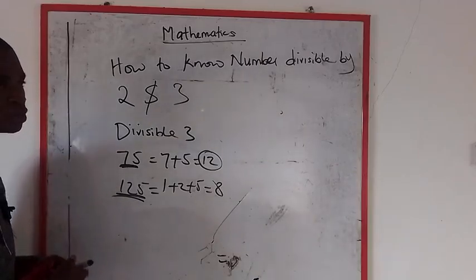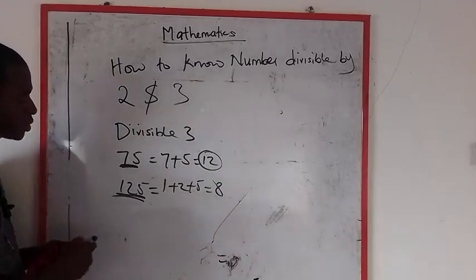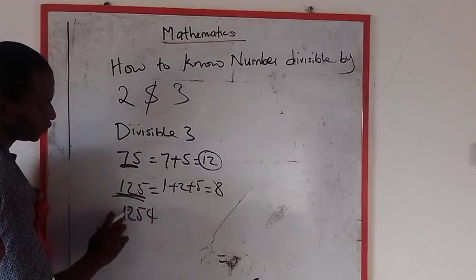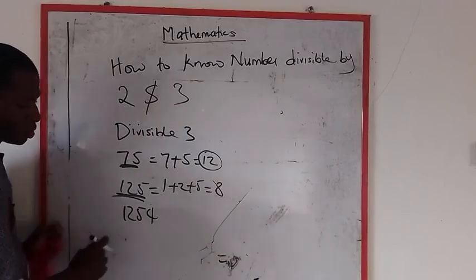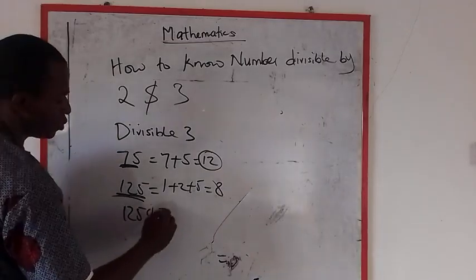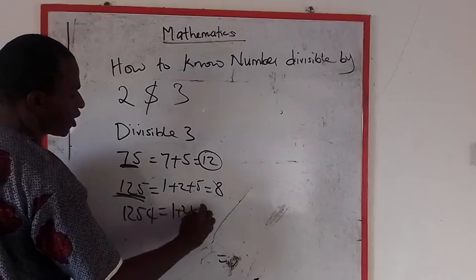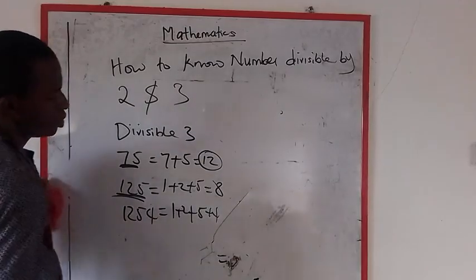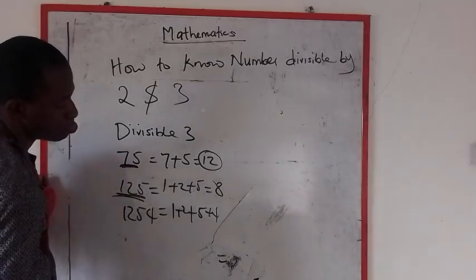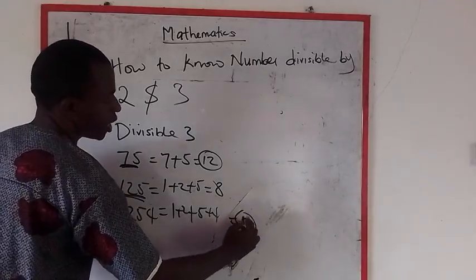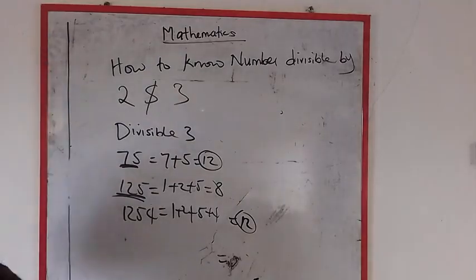But let me check another big number. I want to make a very big number so that you will know what I'm talking about. Let me take 1, 2, 5, 4. I'm checking it now. From what I'm seeing here, I know even without doing my division that 3 can go into this number. You ask me how I knew? It was 1 plus 2 plus 5 plus 4. 1 plus 2 is 3, 3 plus 5 gives me 8, and 8 plus 4 will give me what? 12. And I know fully well that 12 is a multiple of 3.